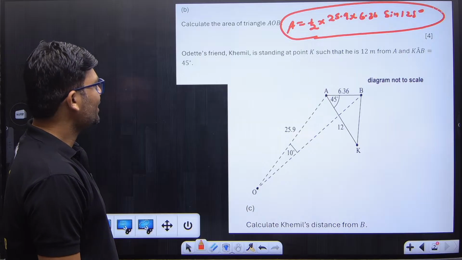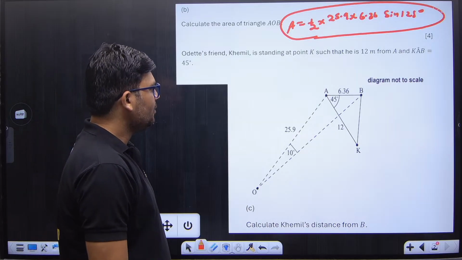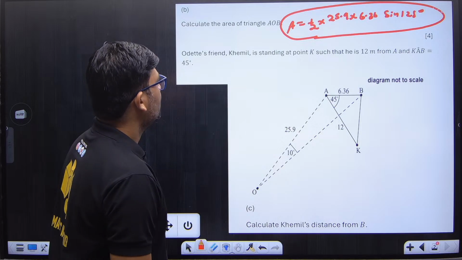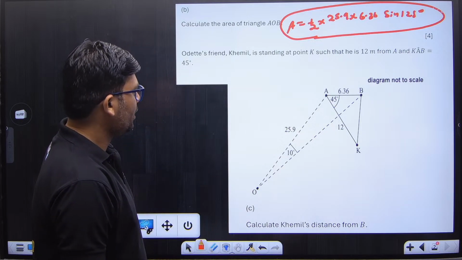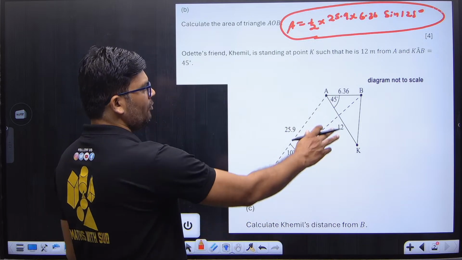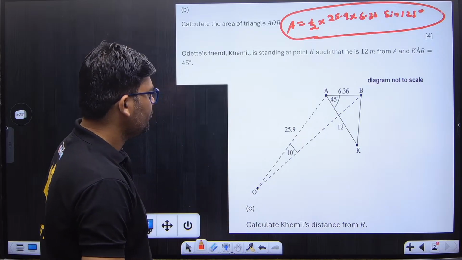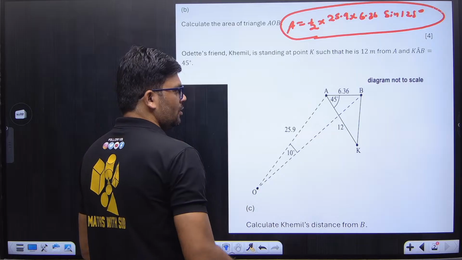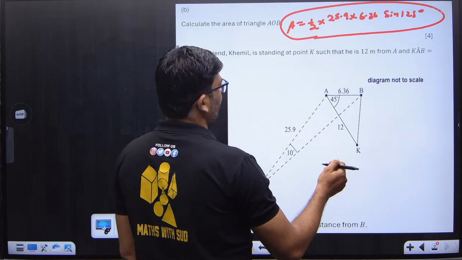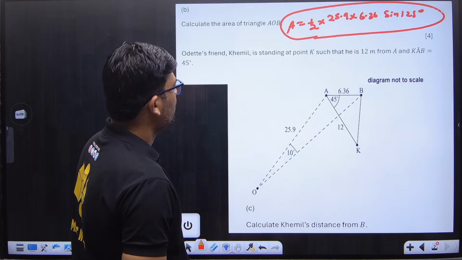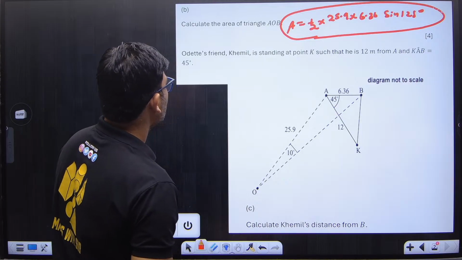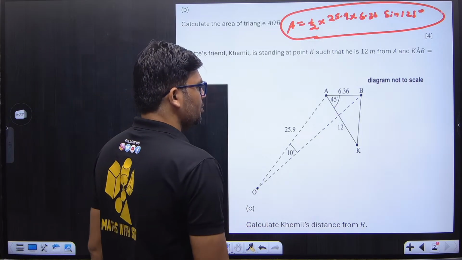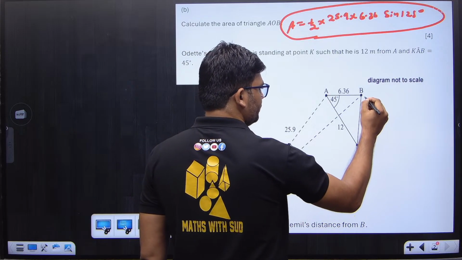Now Audit's friend Camel is standing at point K. So where is point K? Here is standing, such that it is 12 meter from A and angle KAB is equal to 45 degree. Okay. So what do we need to find? What is the question? Calculate the camel's distance from B. So you need to find this length.